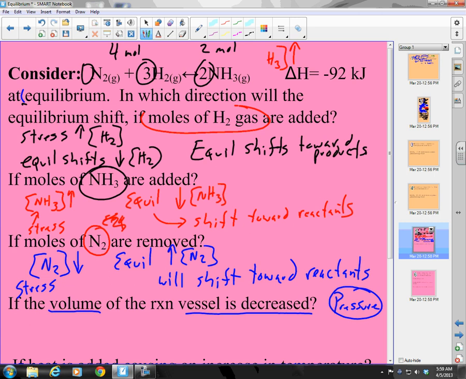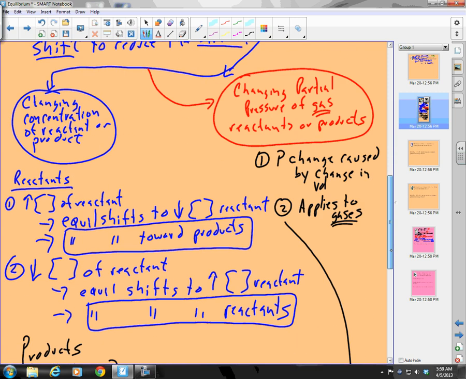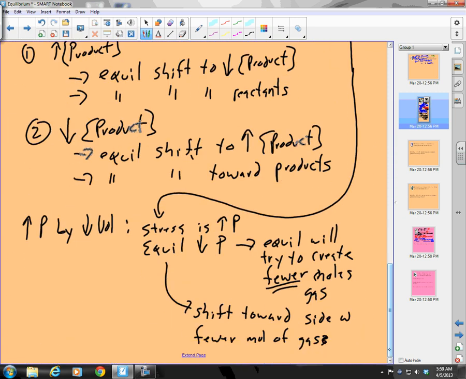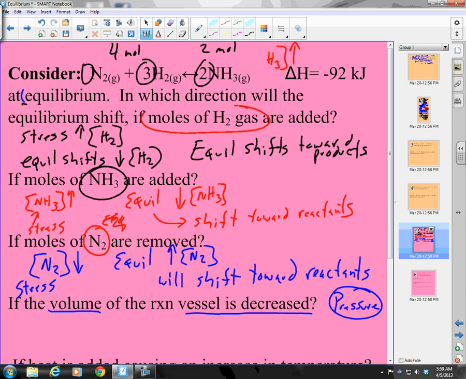And so our statement over here is, if my pressure is increased, how do I increase pressure? Well, I have to reduce volume. If my pressure is increased by reduced volume, my equilibrium will shift toward the side with fewer moles of gas. And in this case, fewer moles of gas is which side? Right here. Wow, magic. And so it would shift toward the products in this case.